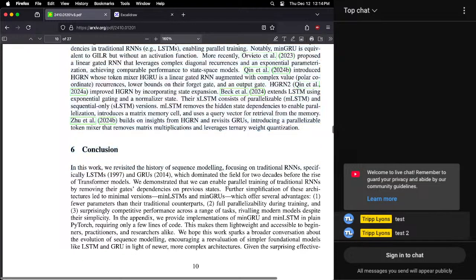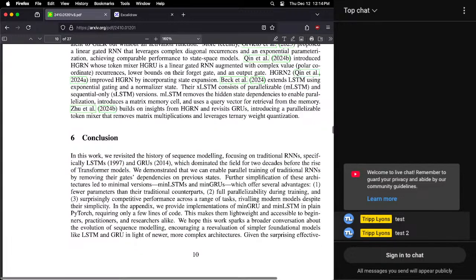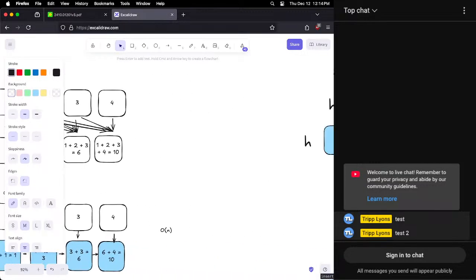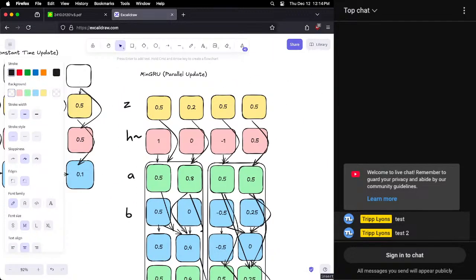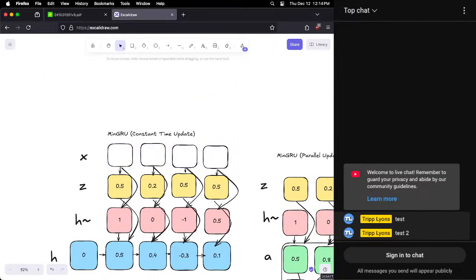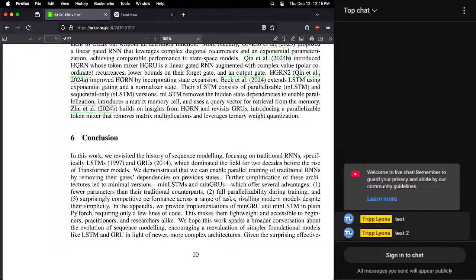Conclusion. In this work, we revisited the history of sequence modeling, focusing on traditional RNNs, specifically LSTMs and GRUs, which dominated the field for 2 decades before the rise of transformer models. We demonstrated that we can enable parallel training of RNNs by removing their gates' dependencies on the previous states. So the inputs to this recurrence or this prefix sum algorithm are only a function of the input tokens. And this gives them full parallelizability during training. And then they provide implementations in plain PyTorch requiring only a few lines of code. That's useful.